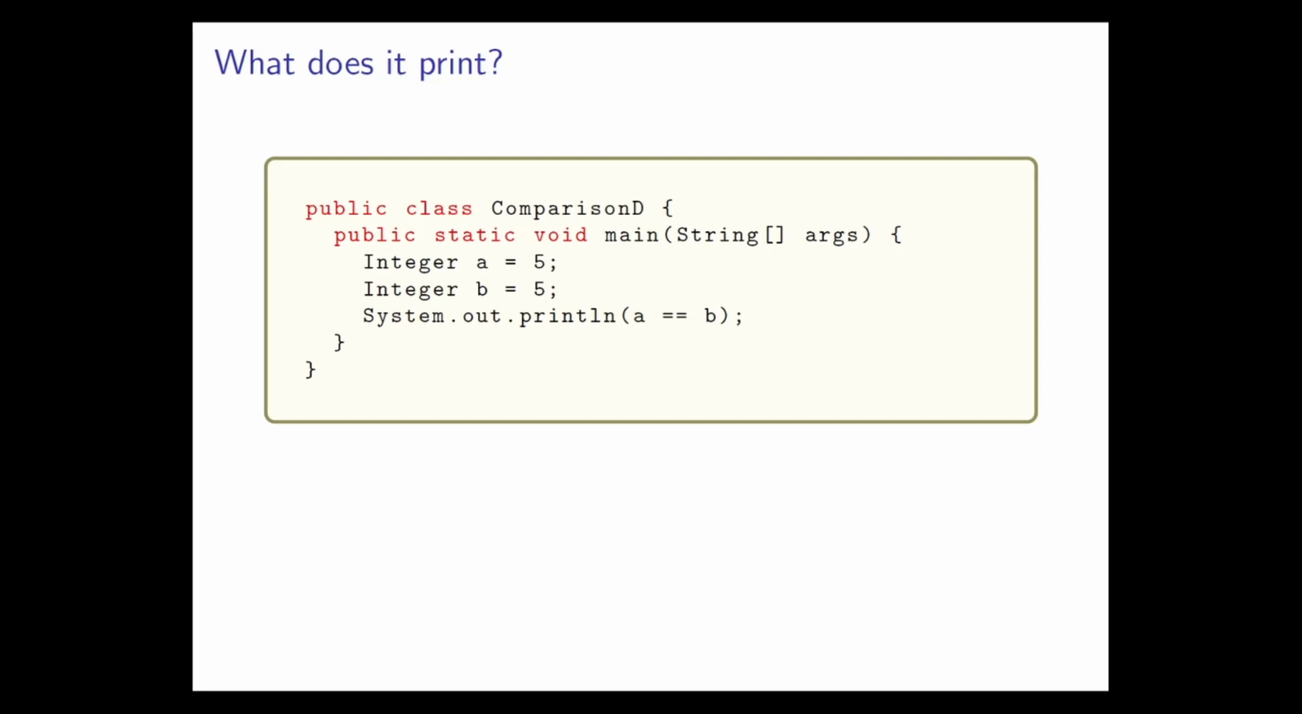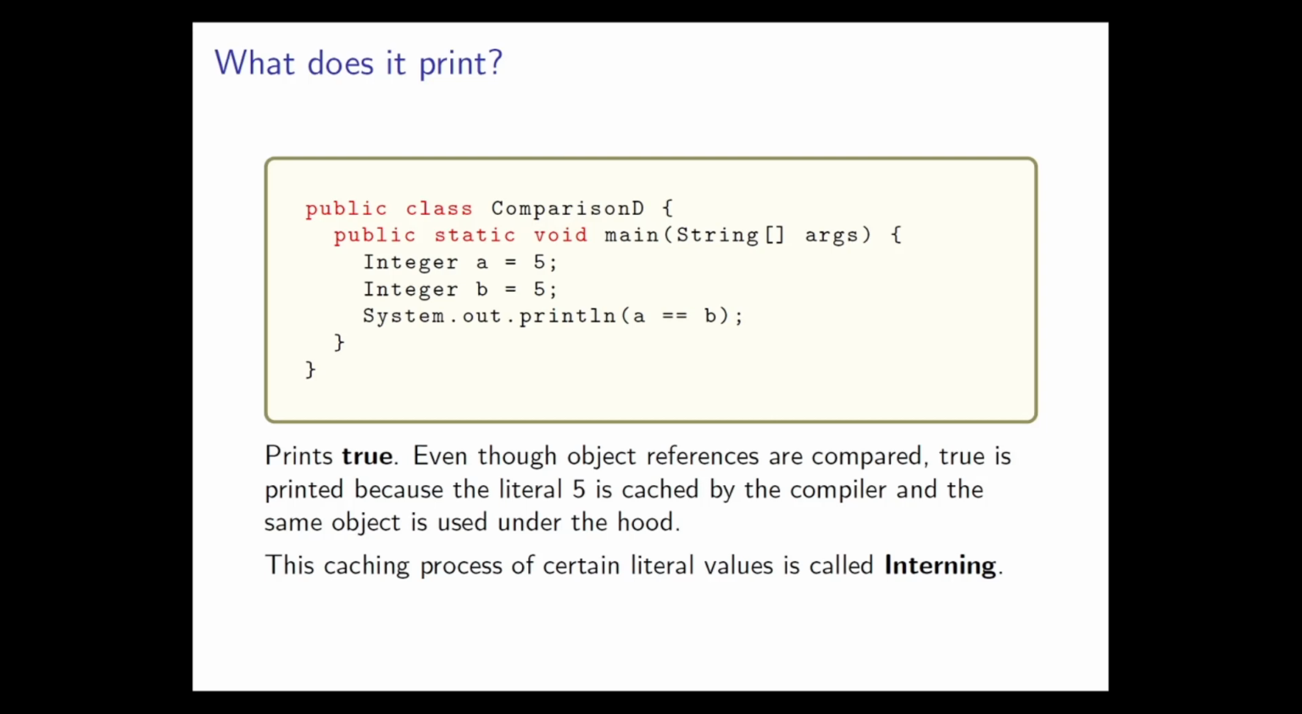Now what about this? If we have two Integer objects and we set them each to 5, I've just said that that works perfectly well. And then we ask whether those Integer objects are the same using double equals. Well, you might expect it to say false, mightn't you, because they're two objects and they're not the very same object. But actually, this prints true. Why does this print true?